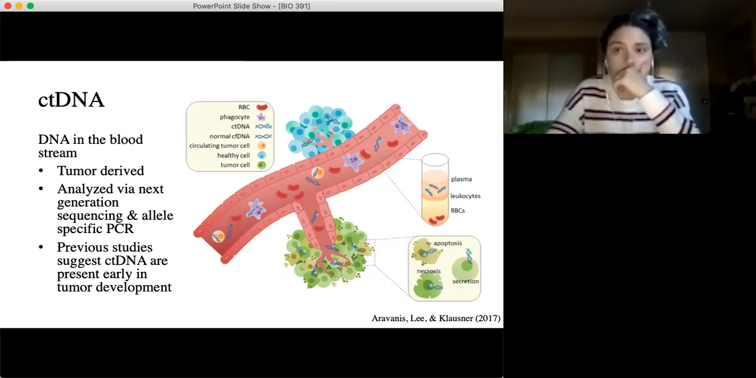So the first measure is circulating DNA or ctDNA. This is DNA segments that are present in the bloodstream. They are tumor derived and they are released via apoptosis, necrosis, or secretion. These are analyzed via next generation sequencing, which we've talked about previously, or with allele specific PCR, which I'm going to talk about in just a moment. And it's thought that these are present in very early stages of cancer, so they could be really helpful to diagnose cancer before it could be visualized with other methods.